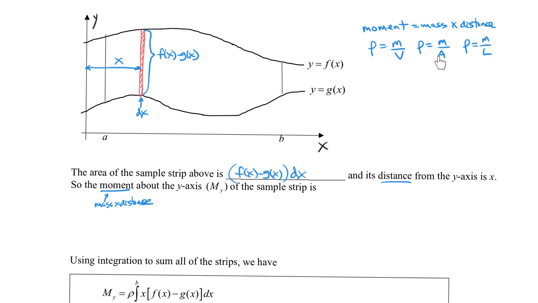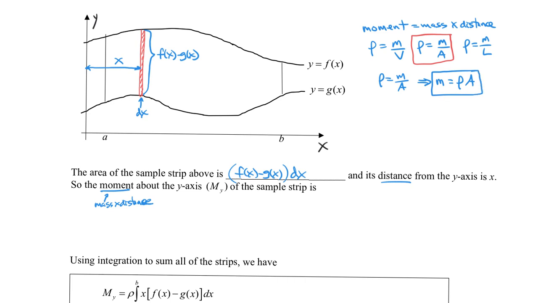But for us, because we're using this flat sheet, we're going to use the second one here. We're going to say density is mass per unit area. Okay, so if density is mass per unit area, that implies if I multiply each side by area, I'll get mass equals density times area. Okay, and this is what we need to use.